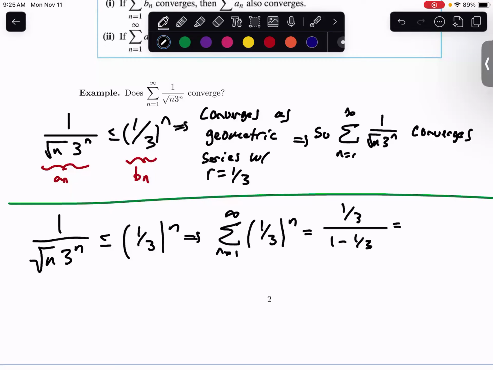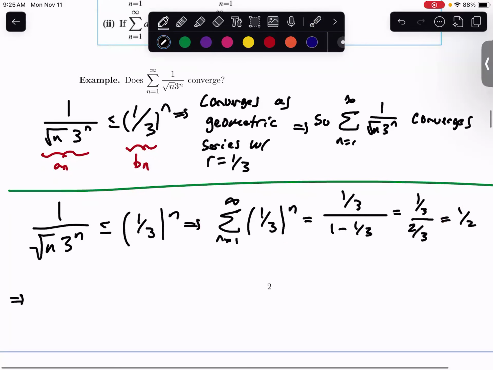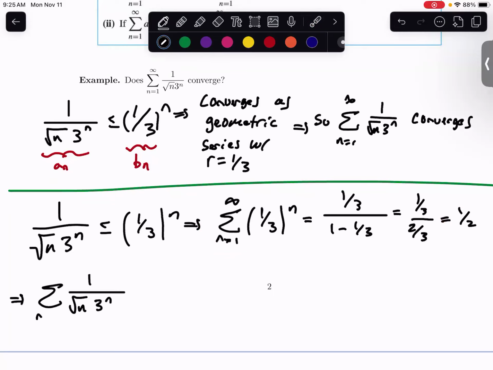So this is equal to 1 over 3 over 2 over 3, which is just going to be equal to 1/2. So we know that this series converges to 1/2. And so what this implies is that the sum of 1 over the square root of n times 3 to the n, from n equals 1 to infinity, is less than or equal to the sum from n equals 1 to infinity of 1 over 3 to the nth power, which we just proved to be equal to 1/2.